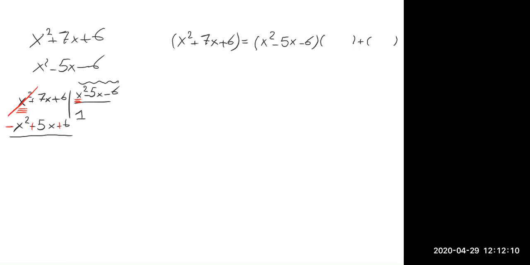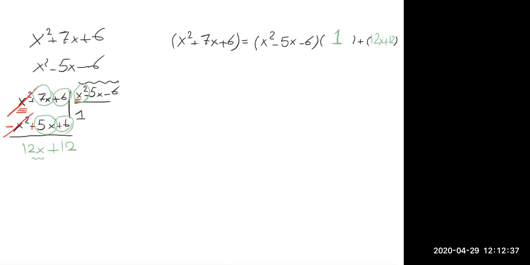X squared minus x squared, they cancel each other. 7x plus 5x is going to be 12x. 6 plus 6 is going to be 12. And then the degree here is less than the degree here. So that's it, you're done. So here the quotient is 1, and the remainder is 12x plus 12.